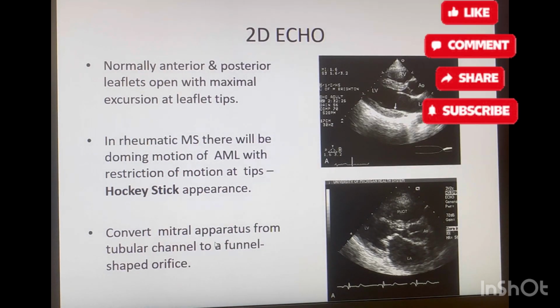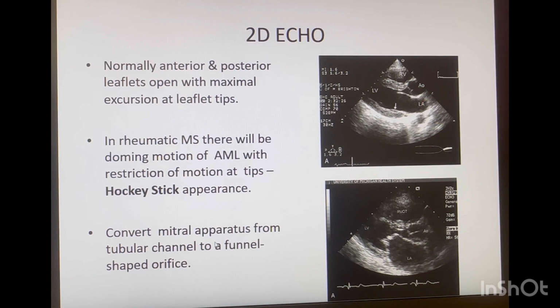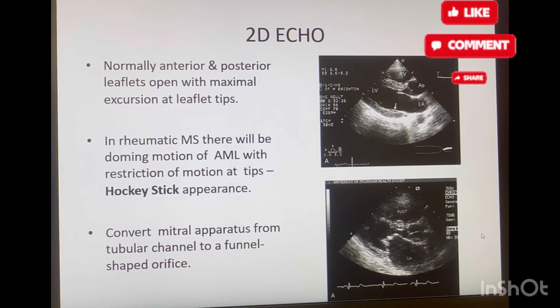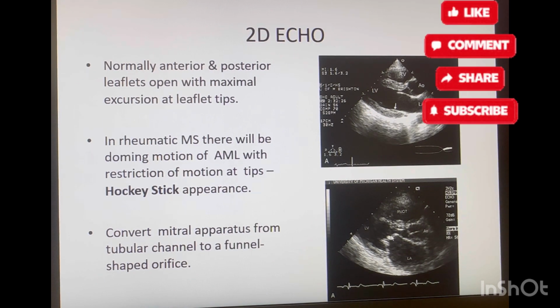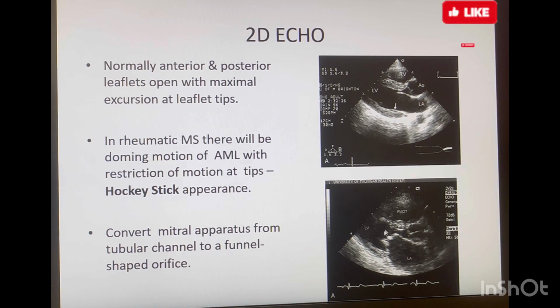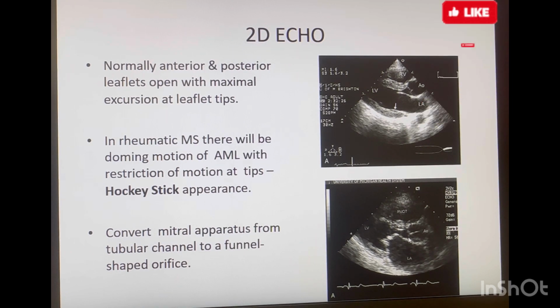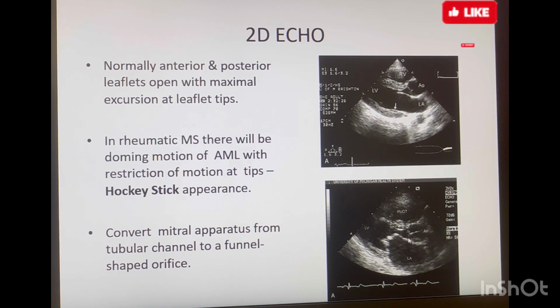So first we are going to talk about the shape of the rheumatic mitral valve. This is how your rheumatic mitral valve looks. Your posterior leaflet is fixed. Your anterior leaflet gives a classical hockey stick appearance. So whenever you have this doming of the anterior leaflet, where your tip is fixed and the rest of the leaflet is mobile, it gives an appearance of a hockey stick, because the tip is fixed here, but the rest of the leaflet moves.